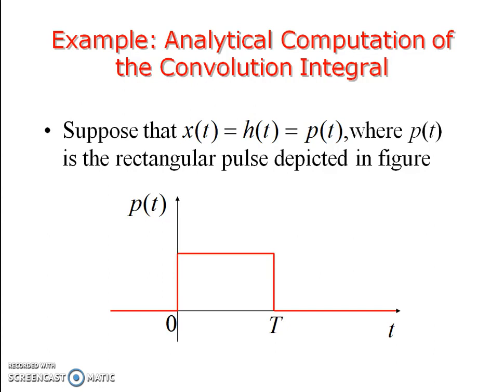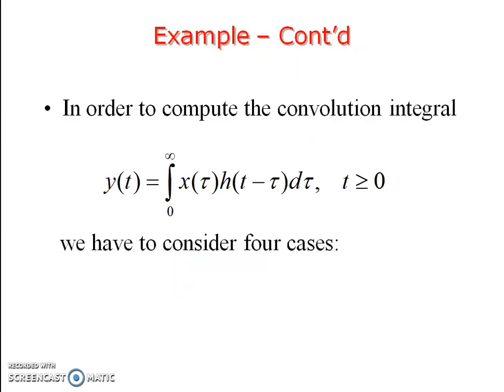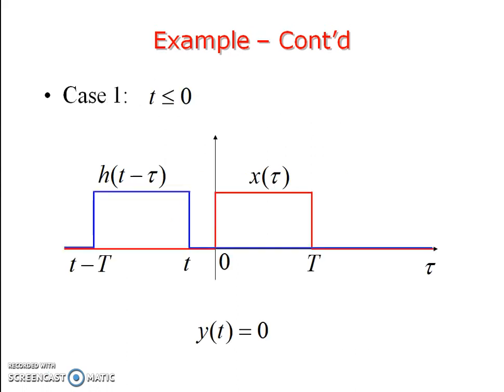For example, we'll consider x of t equals h of t equals p of t, where p of t is a pulse from 0 to capital T, where the time is capital T. So y of t equals integration from 0 to infinity x of tau into h of t minus tau d tau, for t greater than or equal to 0. First case, we consider t less than or equal to 0, where the multiplication of both signals is equal to 0. That's why the integration of that signal is 0, so we have y of t equals 0.